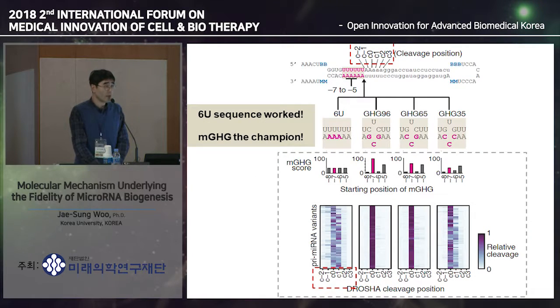And the result was quite surprising. First of all, the 6U sequence actually worked. Here we measured the 6 different cleavage sites. Each line indicates a primary microRNA variant, about 500 variants here, and relative cleavage is presented as color. So the dark colors mean the more cleaved position.